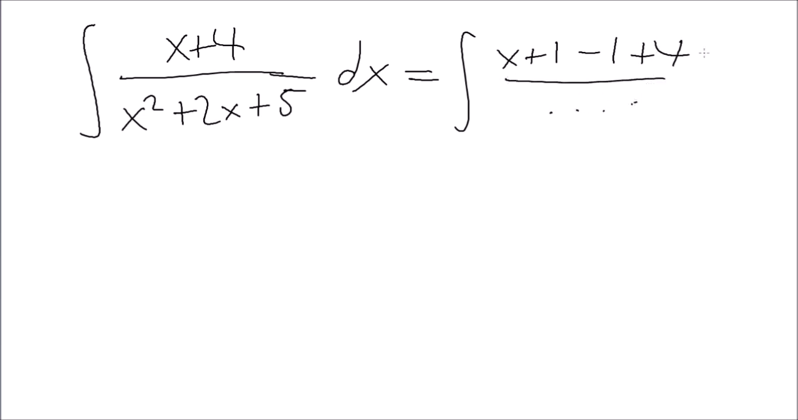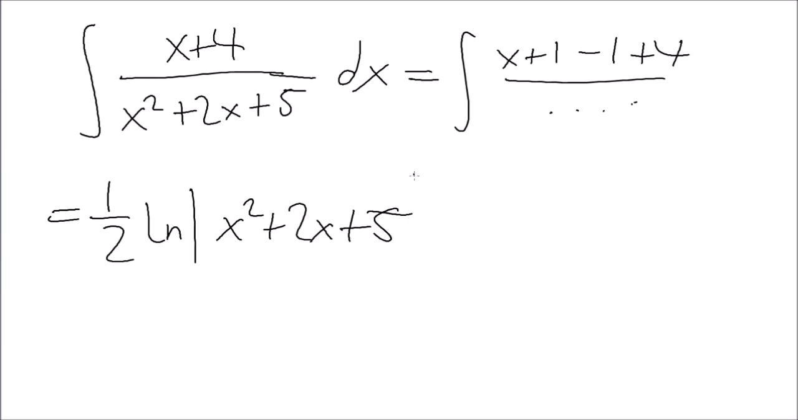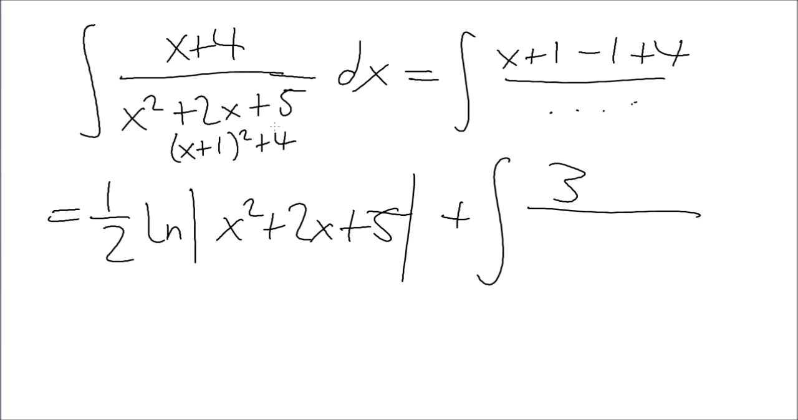And we know the denominator, right? So again, we purposely made it like this so that we could do a u substitution. So this is a half of ln of x squared plus 2x plus 5. So we know what we're doing. Right, but then we have, 4 minus 1, that's 3. Okay, and then complete the square here. Oh, this is just (x plus 1) squared plus 4. Cool.